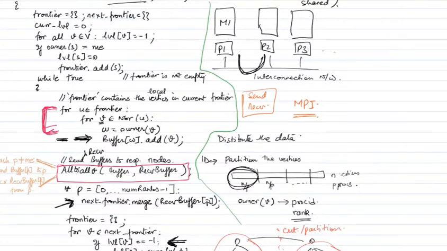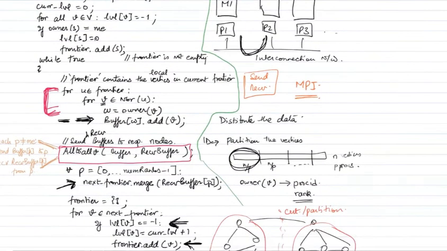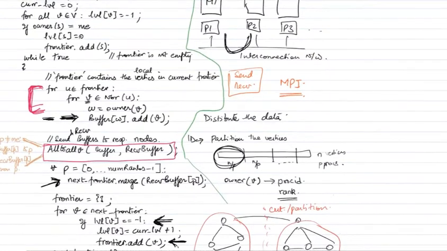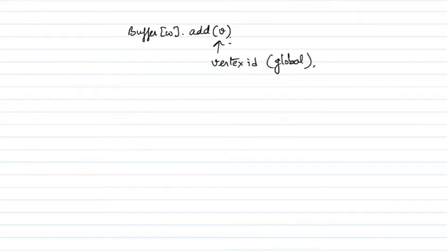One very simple example I'll give you is this. I sent this vertex. So I have a vertex ID, and I have an owner for every vertex. What did I add to this buffer? I added this vertex. What does it mean? I added a vertex ID. So when I say buffer w dot add vertex, what am I actually adding? I am actually adding the vertex ID, some global vertex ID that I'm adding.